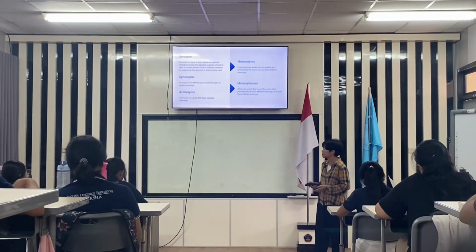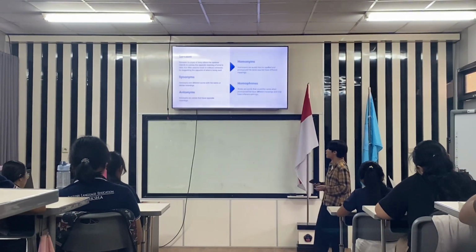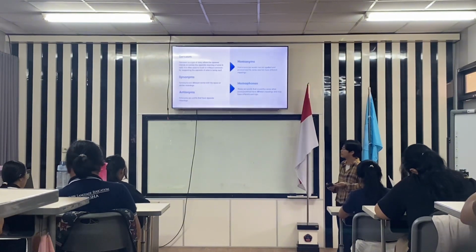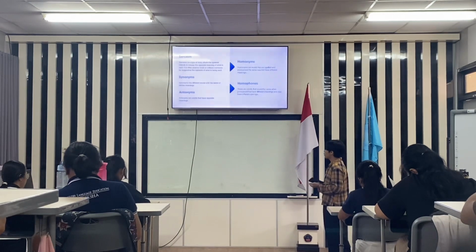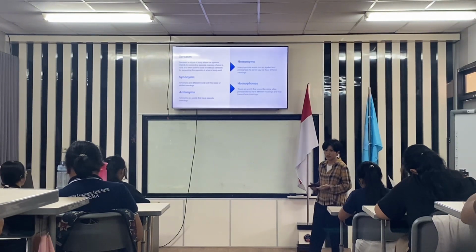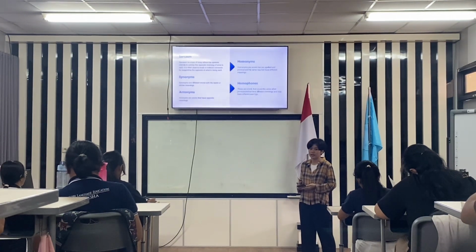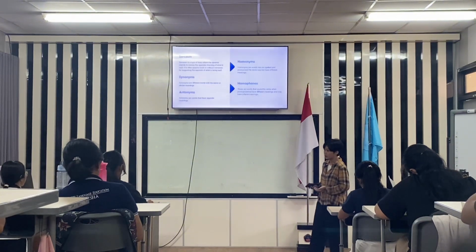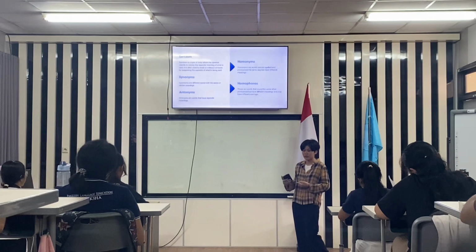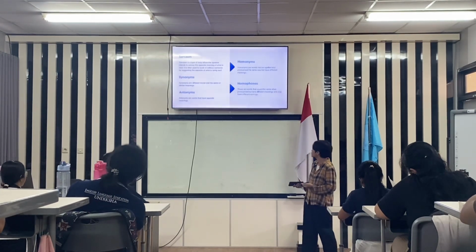Next, we have sarcasm. Sarcasm is a type of irony where the speaker intends to convey the opposite meaning of what is said. It is often used to mock or criticize someone by suggesting the opposite of what is being said. For example, if I say, "Wow, she's so kind," it doesn't really mean that she's kind. It might be sarcasm.